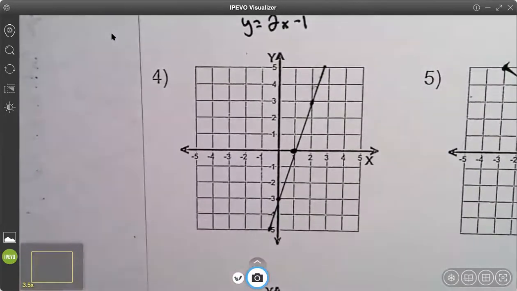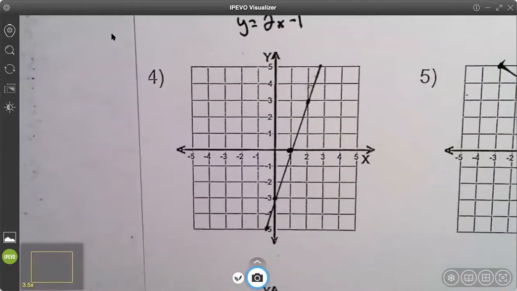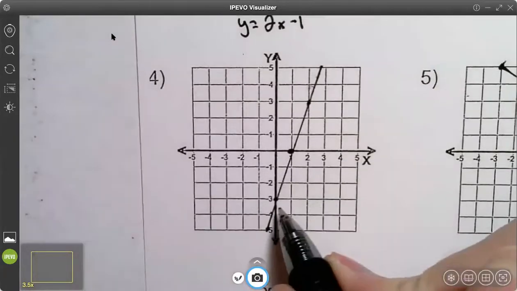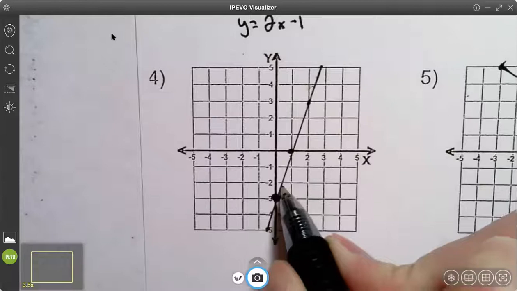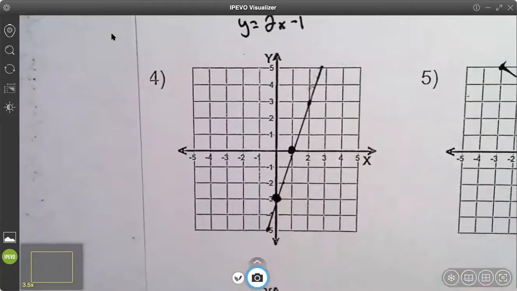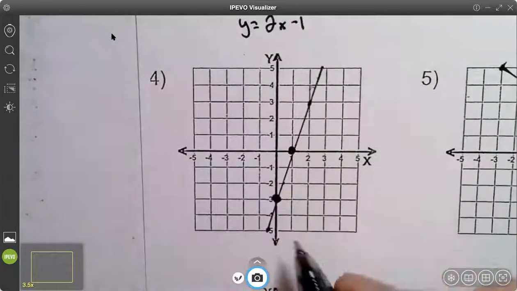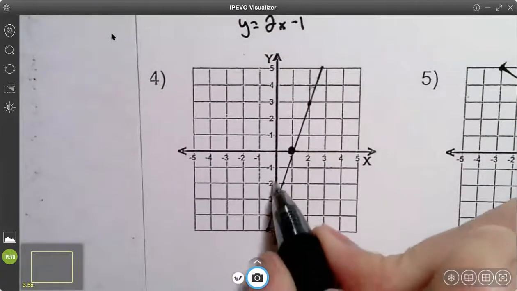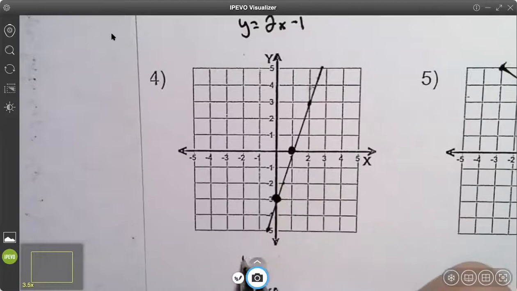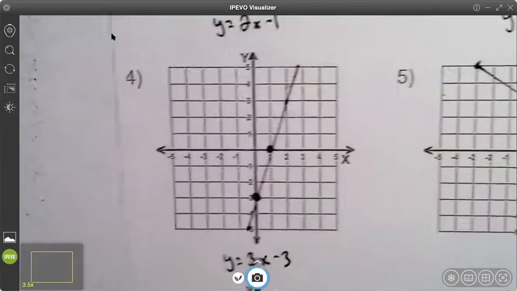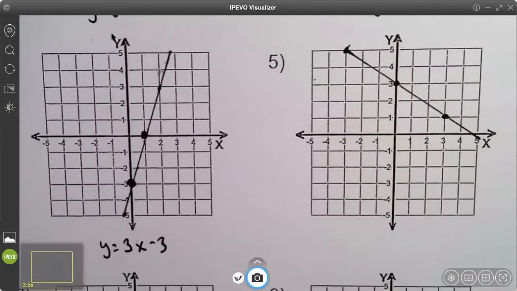Try number 4. Try to write that in slope-intercept form. Goes through the grid here. On my y-intercept, the next place it crosses the grid is here. I can also identify here if I wanted to, but this is all I need. I'm going to rise 3, run 1. So my slope is 3, and my y-intercept is -3. Your answer is y equals 3x minus 3.